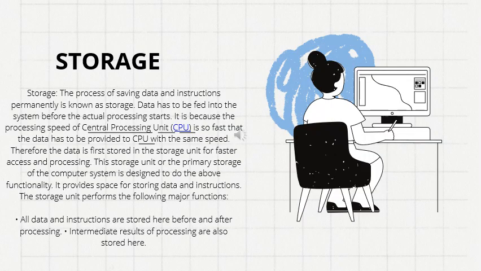What is storage? The process of saving data and instructions permanently is known as storage. Data has to be fed into the system before the actual processing starts. It is because the central processing unit is so fast that the data has to be provided to the CPU with the same speed. Therefore, the data is first stored in the storage unit for faster access and processing. The storage unit, or the primary storage of the computer system, is designed to do the above functionality. It provides space for storing data and instructions.